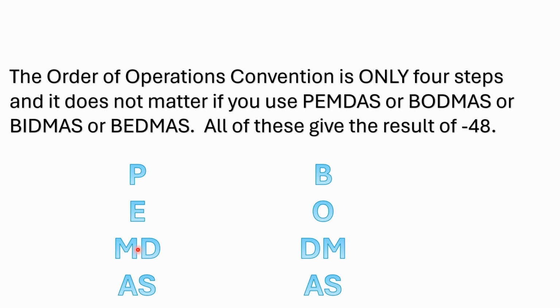Now, multiplication and division have equal precedence, and you just solve those left to right in the order that you find them. So that's why I have them drawn on the same line. I could have written DM or MD. It makes no difference. As a matter of fact, when you look at BODMAS, the only real difference here is that instead of parentheses, they use the term brackets.